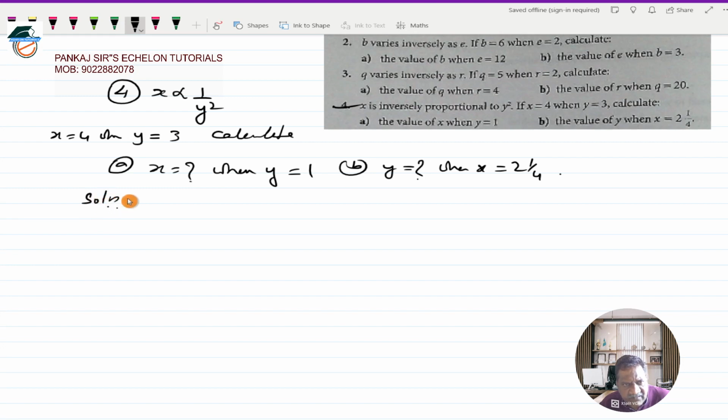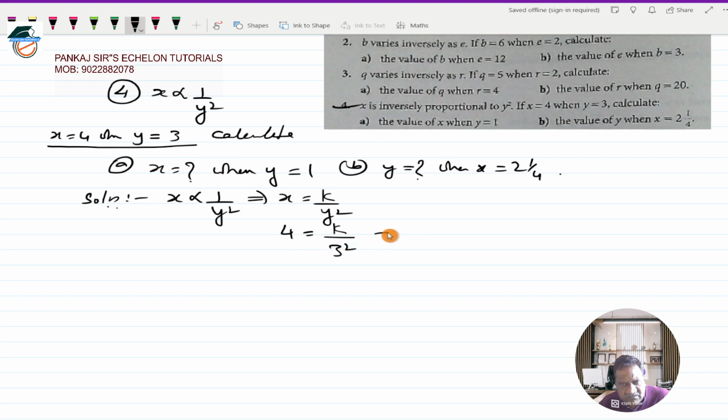Now what is given? The relation is given as x is inversely proportional to y square. This can be written as x is equal to k upon y square. Then I am going to use this information, that x is 4, so I'll put 4 in place of x. K upon y is 3, so I'll put here 3 square. Now this is going to give me 4 is equal to k upon 9, which in turn is going to give me k is equal to 36.